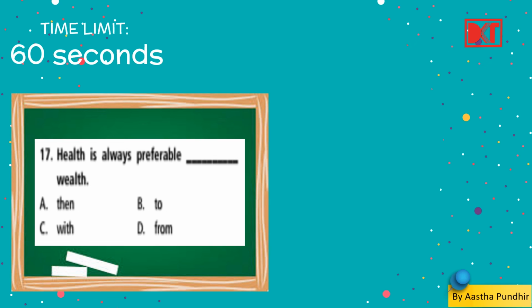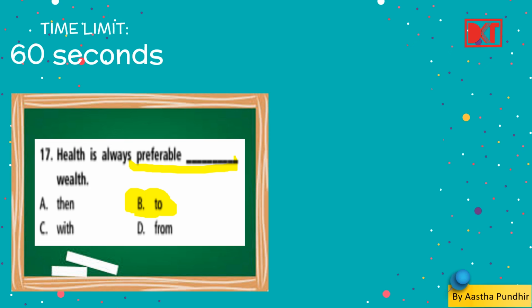Okay, here: health is always preferable dash wealth, then wealth, to wealth, with wealth, from wealth. Now here the correct answer is health is always preferable to wealth. Now why are we using this? This is not showing some kind of movement. Rather we are comparing. Okay. So prefer something to it. It is actually a phrase.